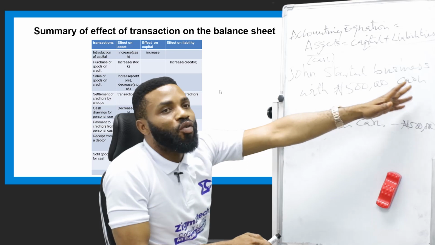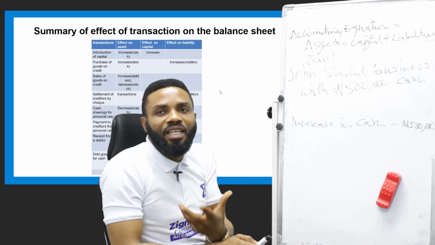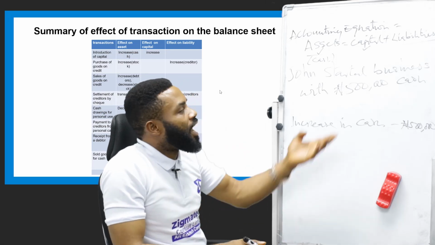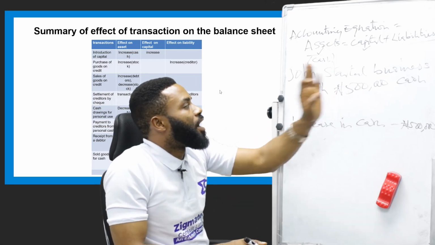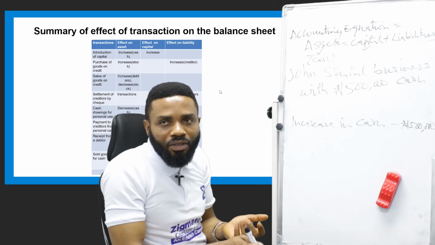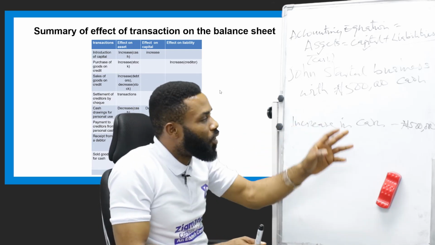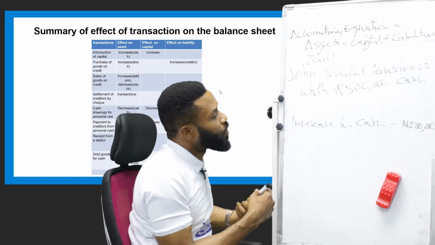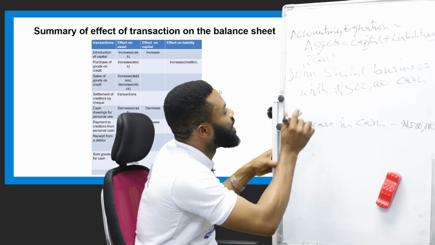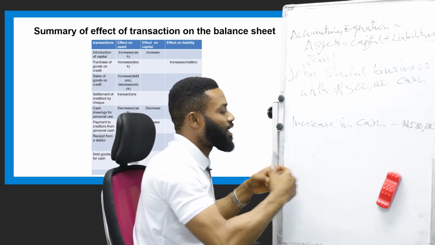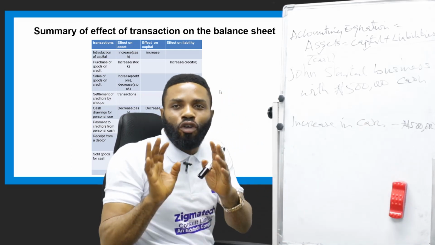And then increase in what? Capital. If this person introduced capital before, maybe 10,000, and has introduced another 500,000, 10,000 plus 500,000 is going to increase. 500 and what? 10,000. So now the effect is that capital has increased and cash has increased. That is just the summary of this table.